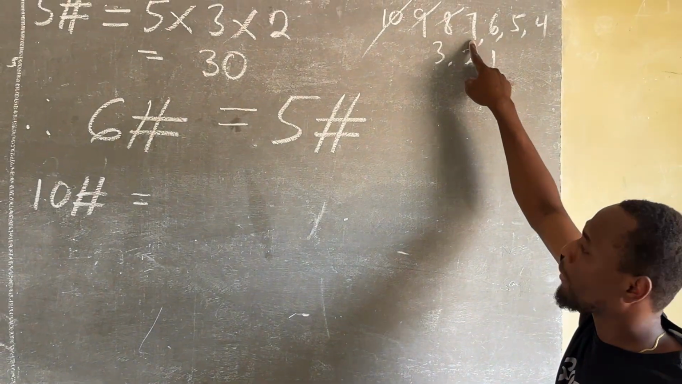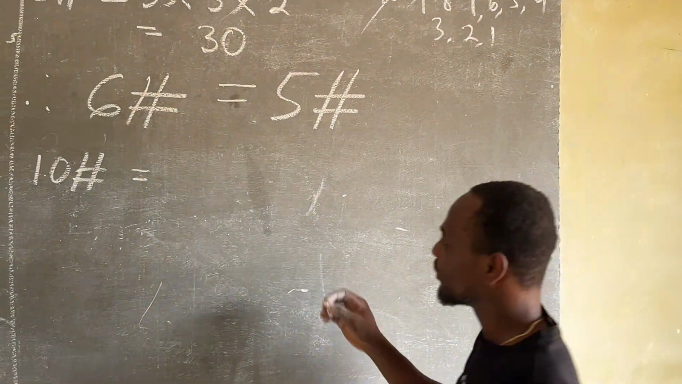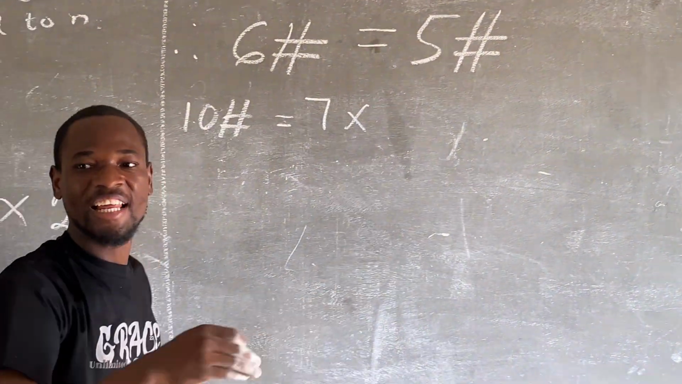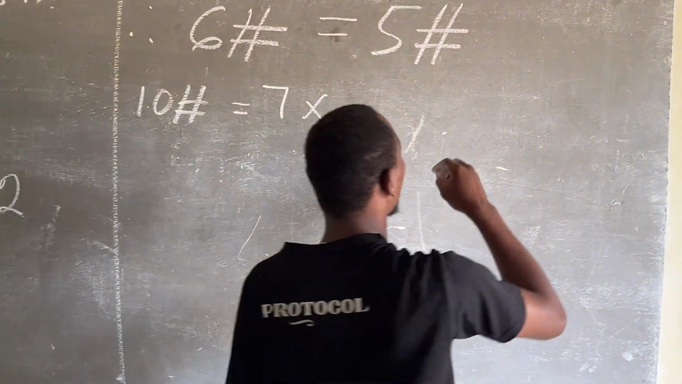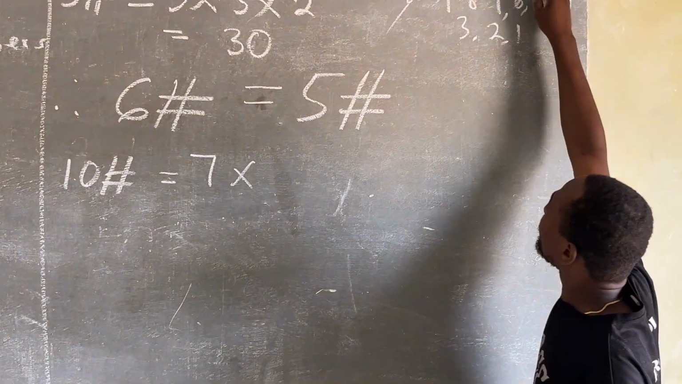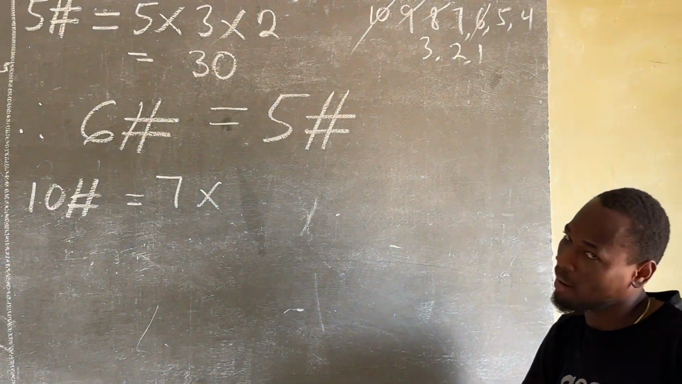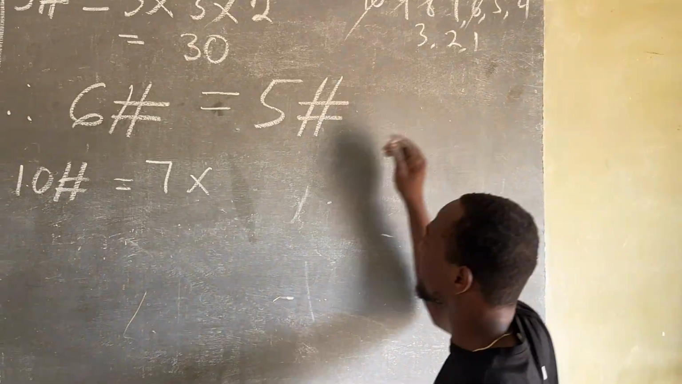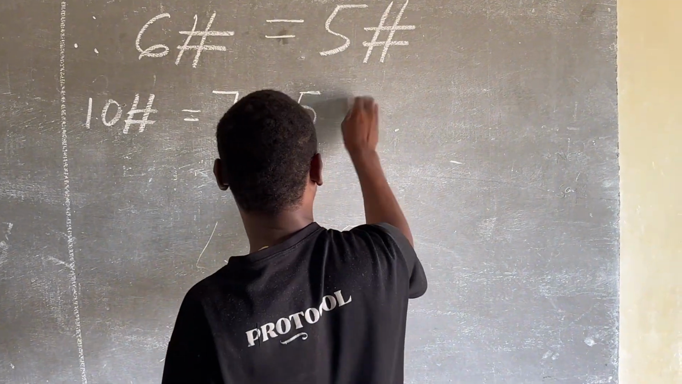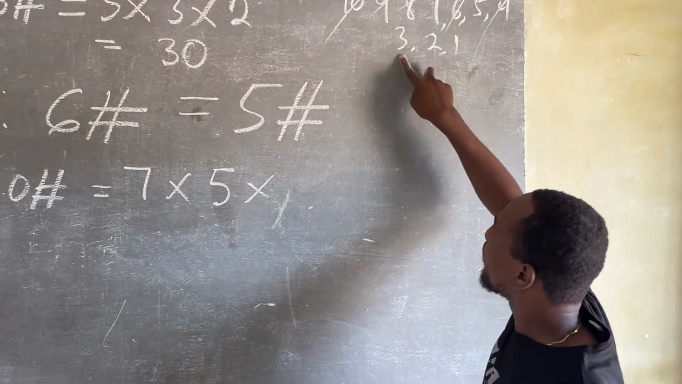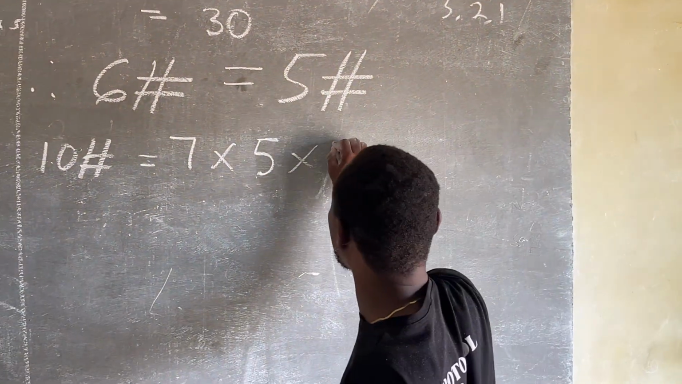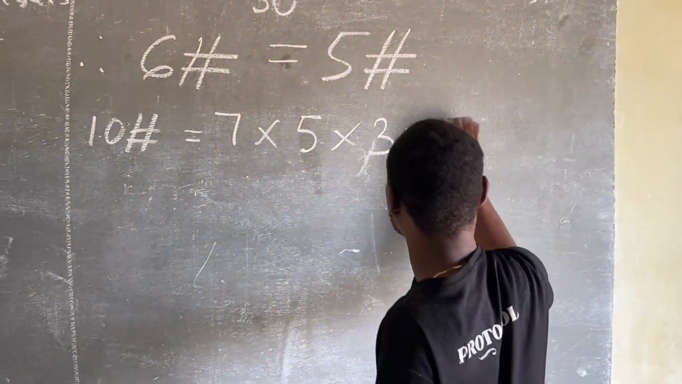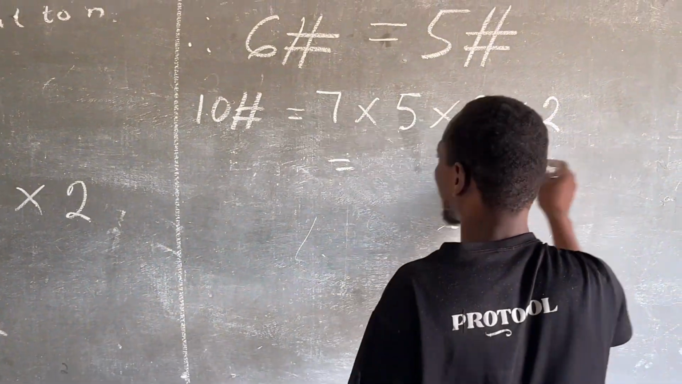So my next prime number will be 7. Right? So I'll start with the number 7, times the next prime number in the descending order of magnitude. Remember, 6 is an even number, and I'm not interested in it. So my next number would be 5. So times 5. Then this is an even number, I don't need it. My next prime number will be 3. So times 3. Then the next prime number is 2. So times 2.